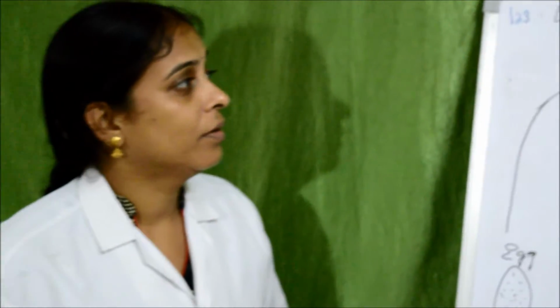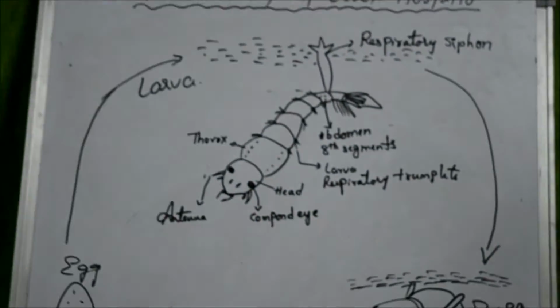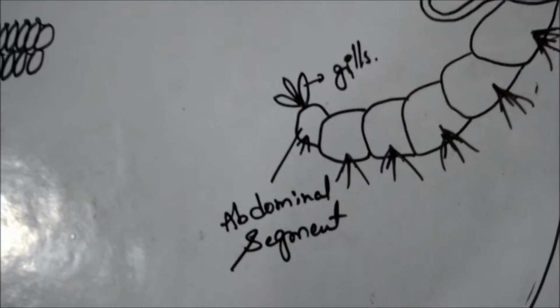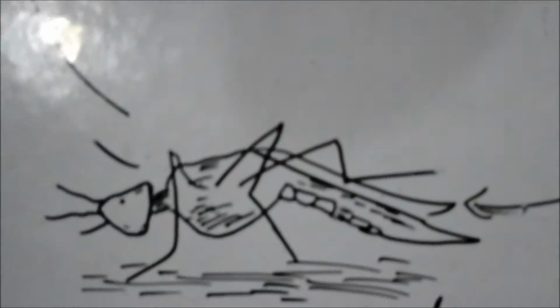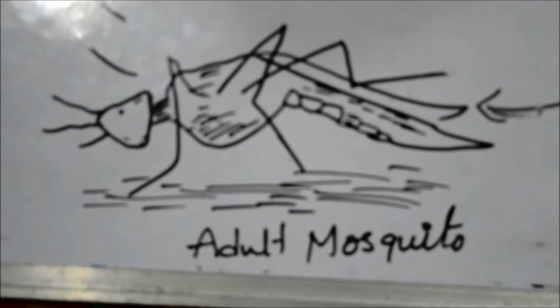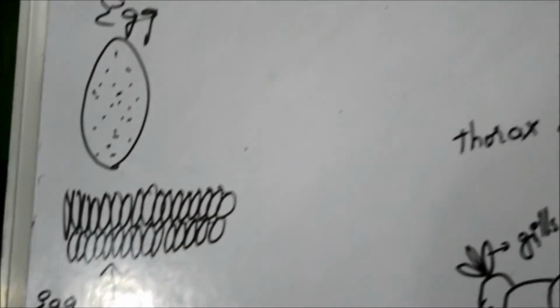Everyone, this is Nandita standing before you to give an explanation about the life history of the Culex mosquito. Today we are going to learn the history of the mosquito and the stages from egg to adult that we are going to discuss in this lesson.